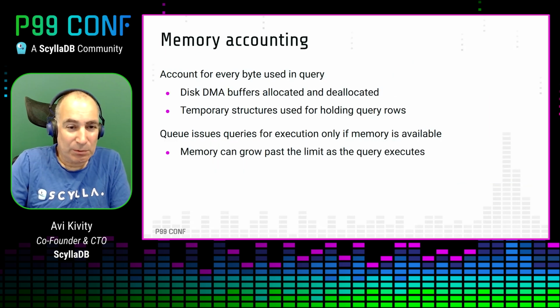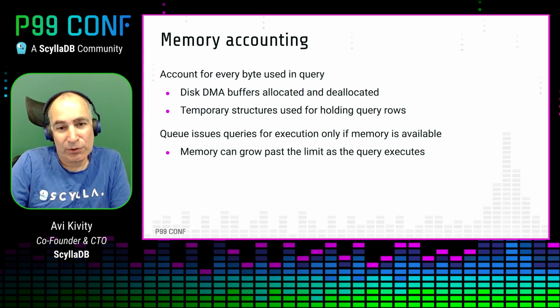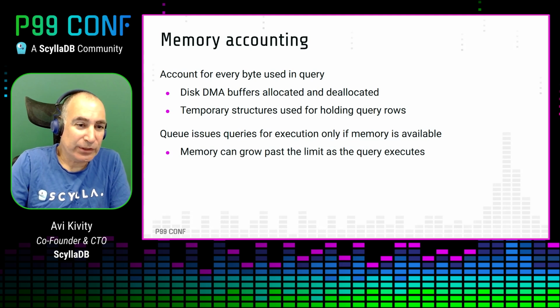So we wanted to fix the out-of-memory problem. So what we did was add memory accounting. And here, every time we allocate memory for the query, we track it. And every time we deallocate it, we also account for it. So at any point in time, we know for a particular query how much memory it is using.